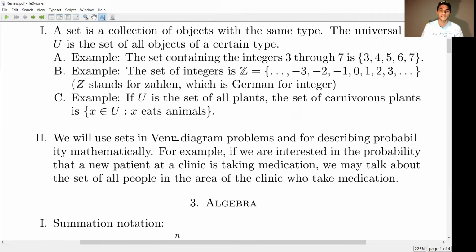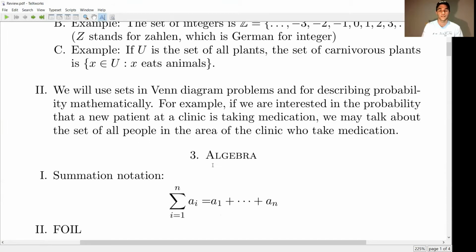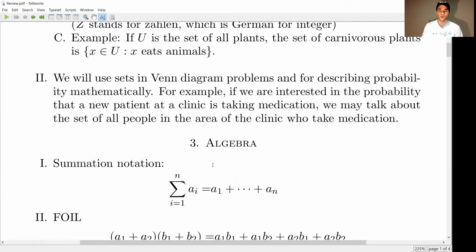We are going to use sets on the P exam in Venn diagrams, but more often just in probability. So anytime you want to take the probability of something happening, the way to describe that something happening is a set of all the outcomes that are possible that satisfy some condition. So we're going to be using that more later on in the course.